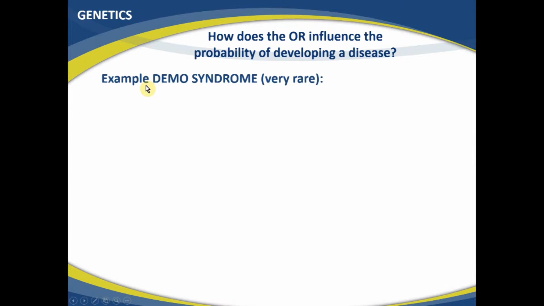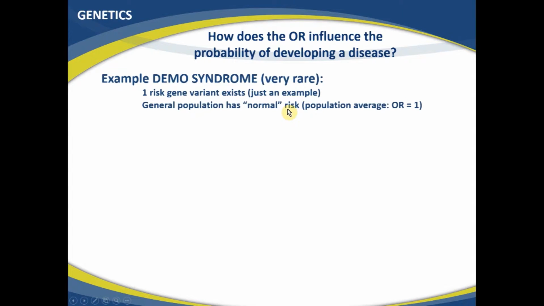Now, let's look at this example. There is a fictitious disease called GMO syndrome. And it's a very rare disease. There's just one gene variant that exists that causes this disease. And the general population has a normal risk of odds ratio of 1. So a 1-fold risk of developing this rare disease, which is very low. And only 1 out of 100,000 suffers from the disease. So every person has a 0.001% lifetime risk. So a very low risk of developing the disease.